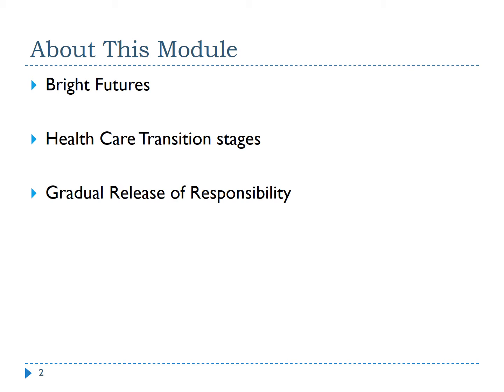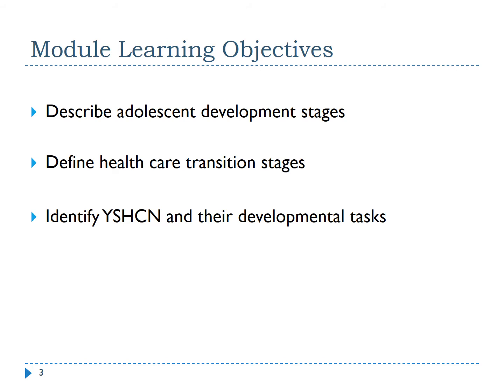This module outlines healthcare transition stages that occur during adolescence and discusses uses of the gradual release of responsibility framework. By the end of this module, you will be able to describe adolescent development stages, define healthcare transition stages, and identify youth with special healthcare needs and their developmental tasks.